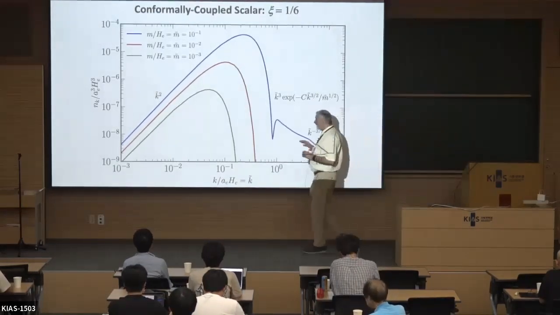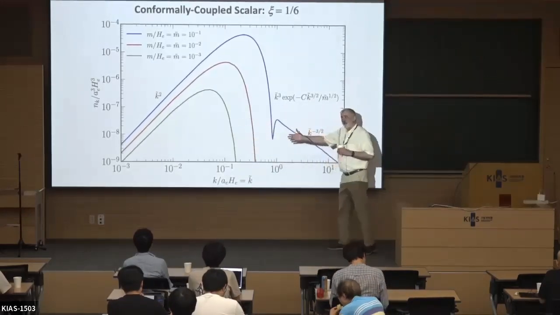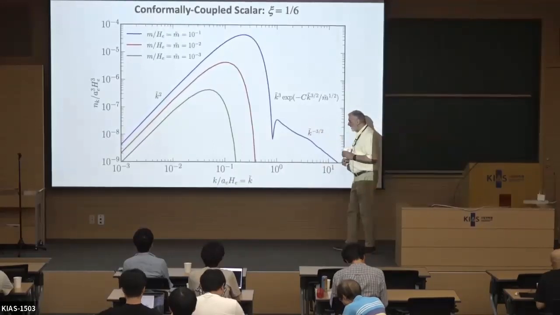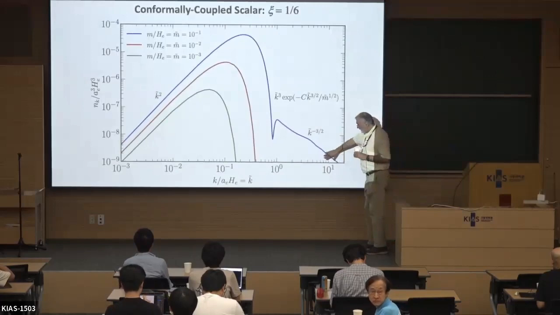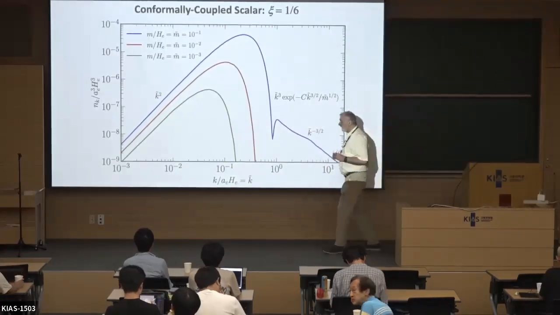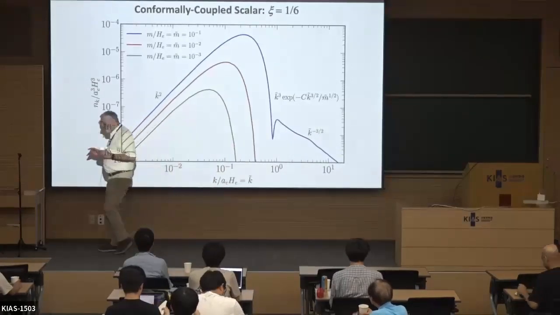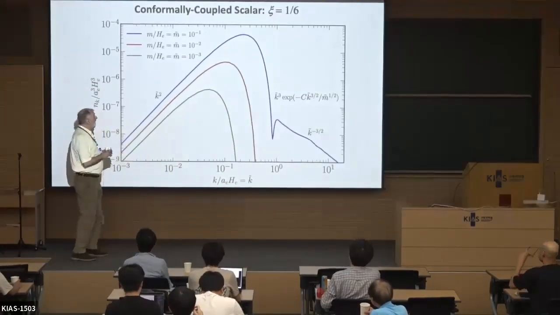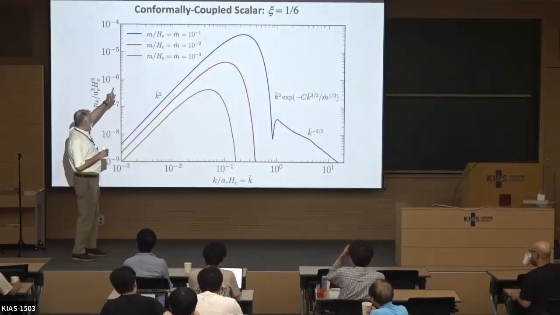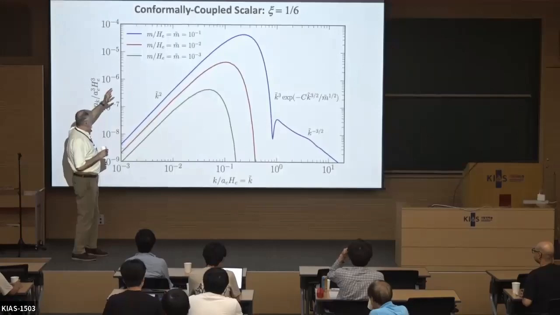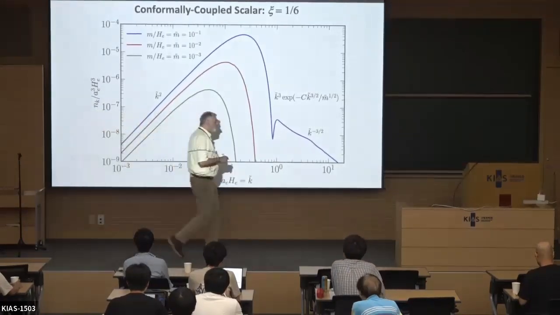So at the end of inflation, those modes are outside of the Hubble radius. k is smaller than the value at the end of inflation. And out here, they are sub-Hubble radius. And this is the numerical calculation of the mode equations, and then translating that into n sub k. This is for a conformally coupled scalar for 3 values of m over H_E.